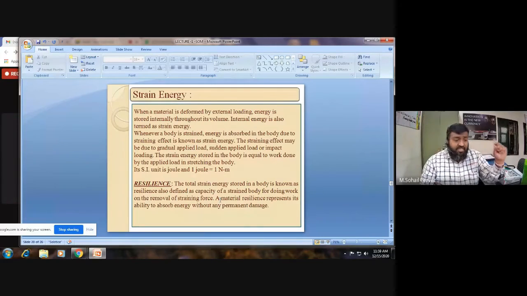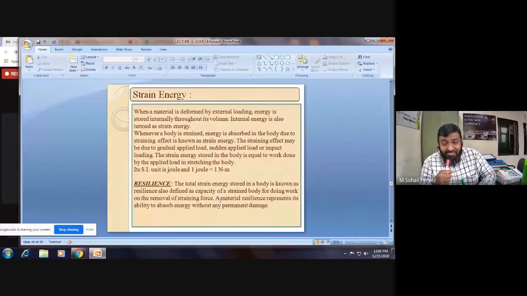For example, let us take again the example of, say, a steel rod and an aluminium rod. If these are two separate rods and I am applying the same load on both, say 10 kilonewton, it is quite clear that the Young's modulus of steel is larger than aluminium. So if I am applying 10 kilonewton on both the rods, then definitely aluminium will compress or deform more as compared to steel. Yes or no? So is aluminium more resilient than steel, or is steel more resilient than aluminium? Steel is more resilient. You just concentrate on this: material resilience represents its ability to absorb energy without any permanent damage. So this is the resilience.